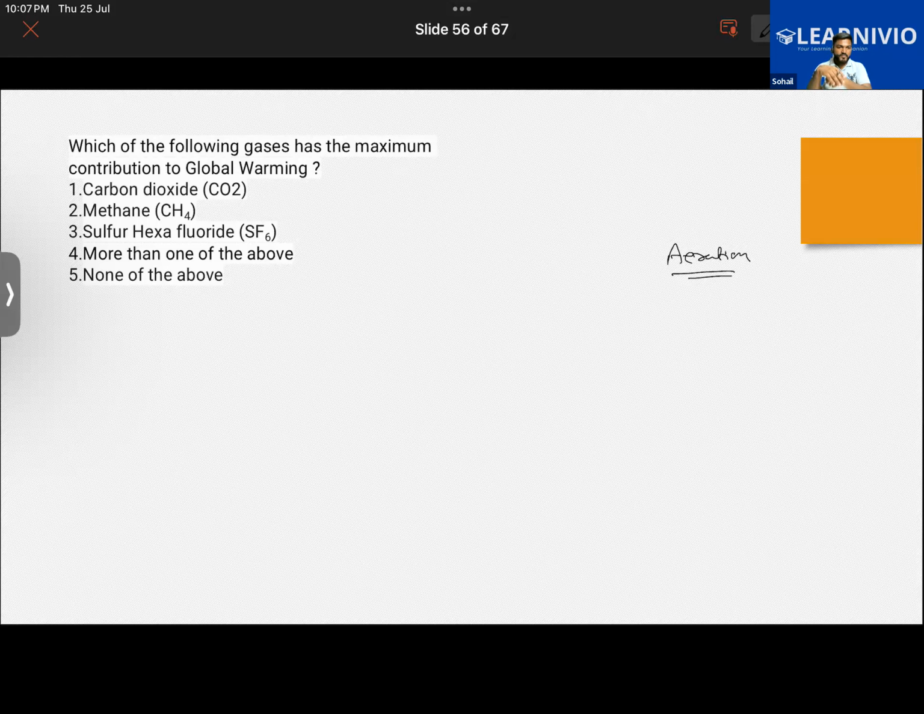Hope you're getting it. Okay, so out of the following options, read the question and answer which one has the maximum contribution to global warming. Only one of them is true. I have given you a hint. Or no, not necessarily. There can be more than one.